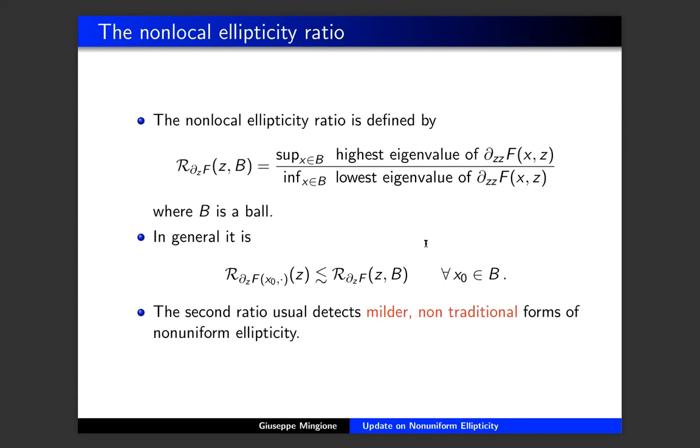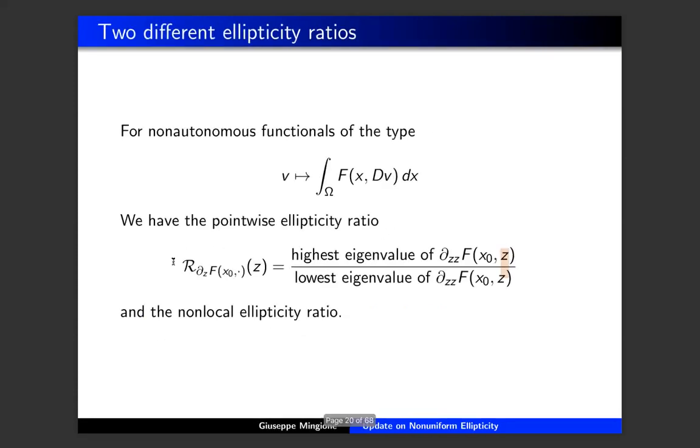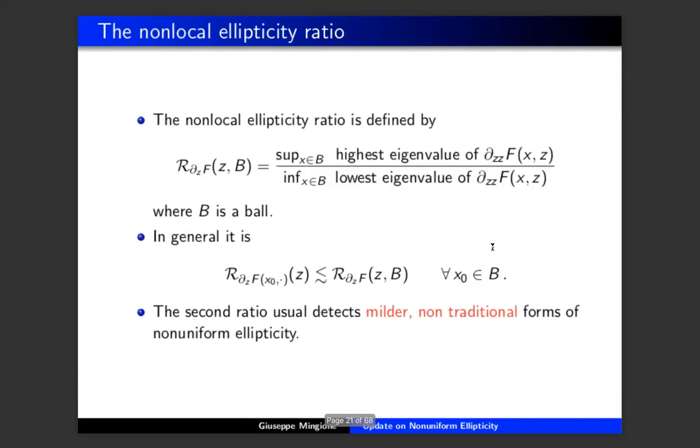But I could consider also a larger version of this ellipticity ratio. So the largest version is not taking first the ratio and then making the sup with respect to x0 simultaneously. No, I first do the following. I consider a ball, and then I consider this non-local quantity. So I take the sup of the highest eigenvalue with respect to x in a ball B, and the inf. So this gives me a larger quantity than the pointwise uniform ellipticity ratio. And this is the relation, of course. And the relation is exactly this one.